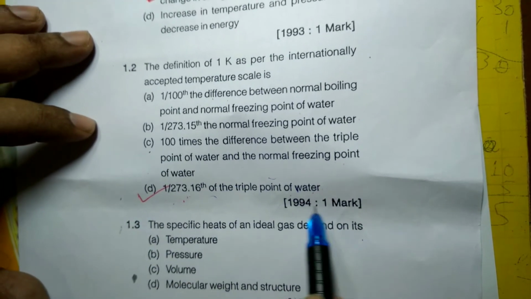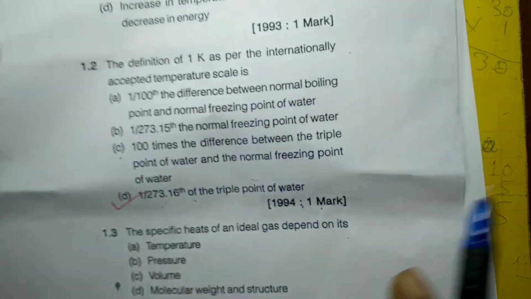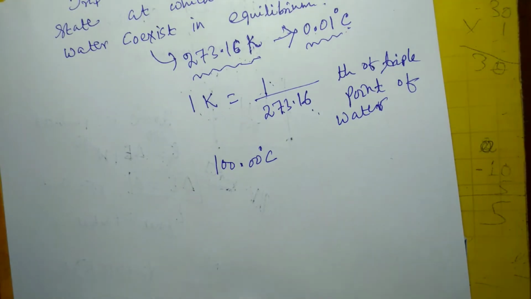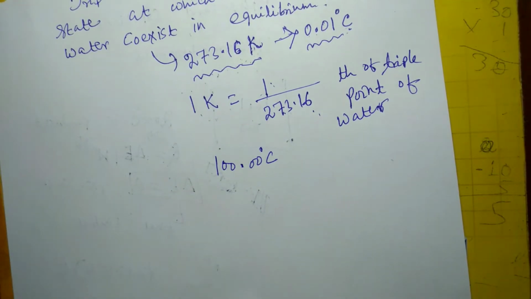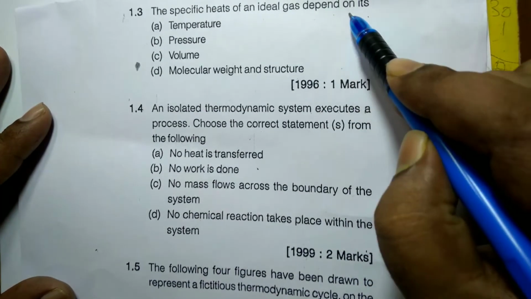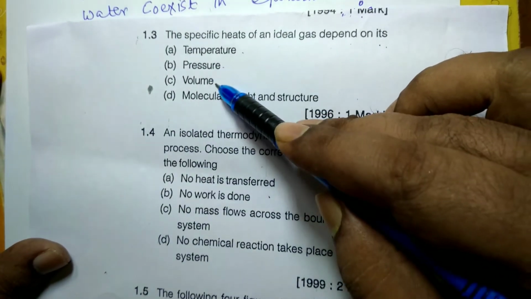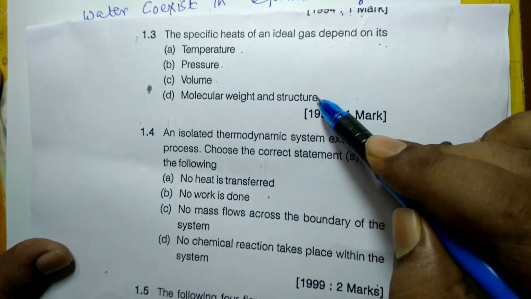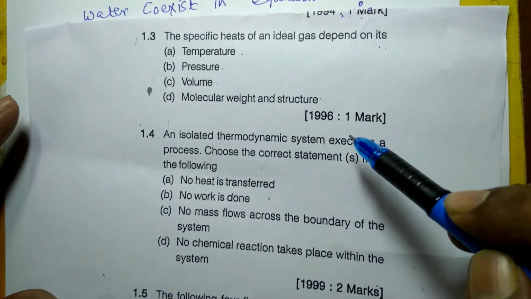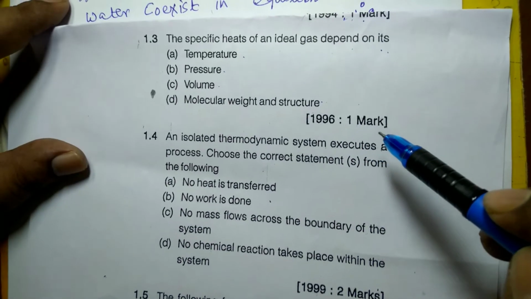The third question is, the specific heats of an ideal gas depend upon its temperature, pressure, volume, molecular weight and structure. Out of these, which will be the correct answer? It was asked in the year 1996 and it carries 1 mark also.